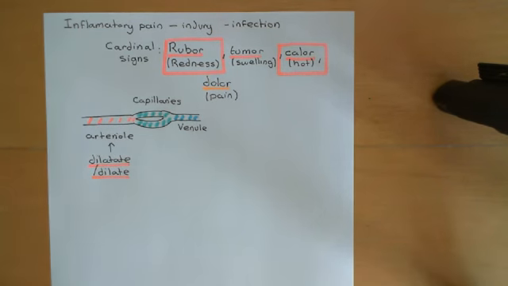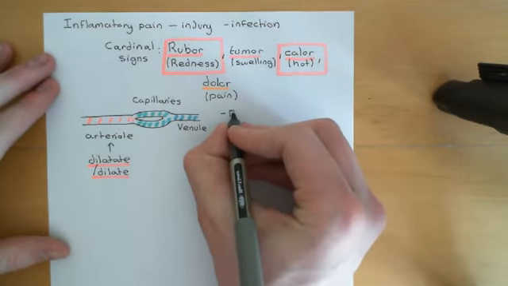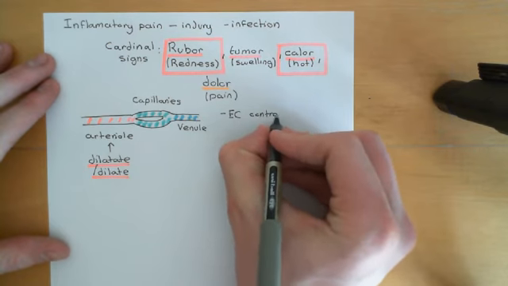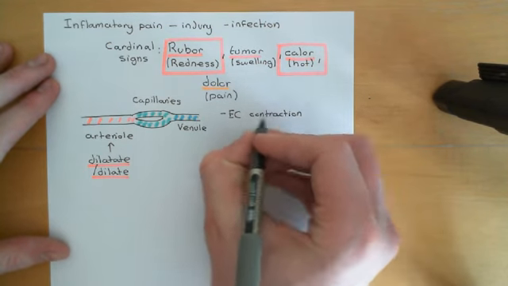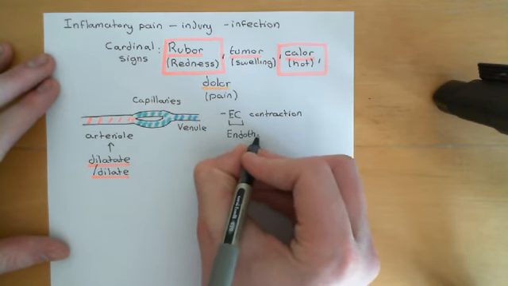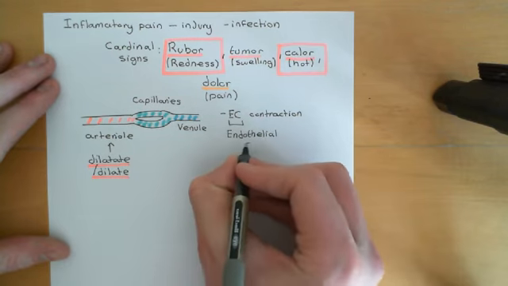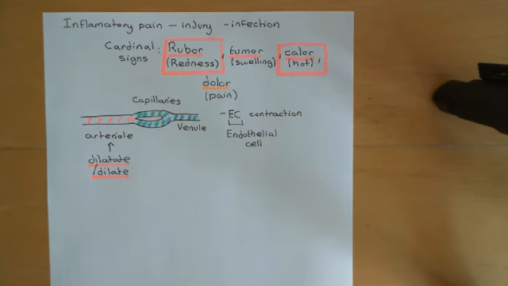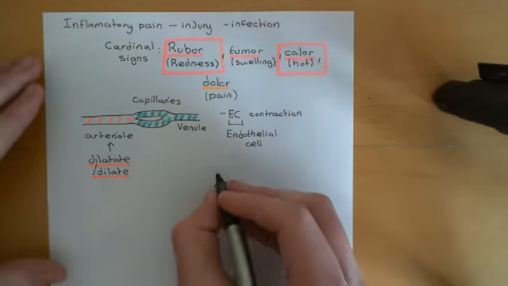The other major thing that happens is within the capillaries and the venules. There are changes to the endothelial cells which cause them to contract, a phenomenon known as endothelial cell contraction. My abbreviation for endothelial cell here is EC. The endothelial cells are those little cells that line blood vessels, and in the case of capillaries and venules, the walls pretty much just consist of endothelial cells sitting on a basement membrane.